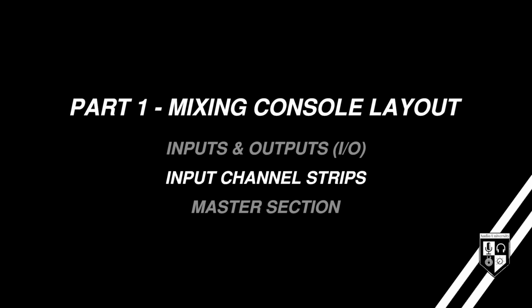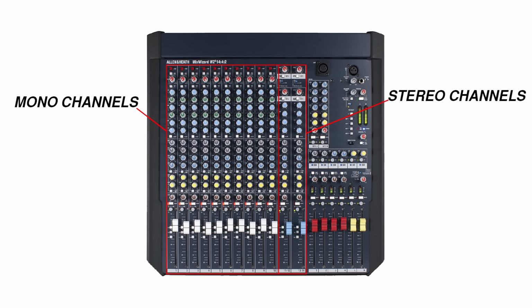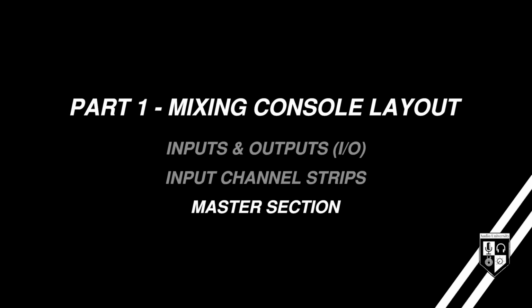On the left portion of the console, you'll find a bank of channel strips. Each vertical column of knobs, buttons, and faders represents an individual input channel. That set of controls simply repeats itself again and again for each input. You can see that this console has 10 mono channel strips and 2 stereo channel strips. On the right part of the console, you'll find the master sections.